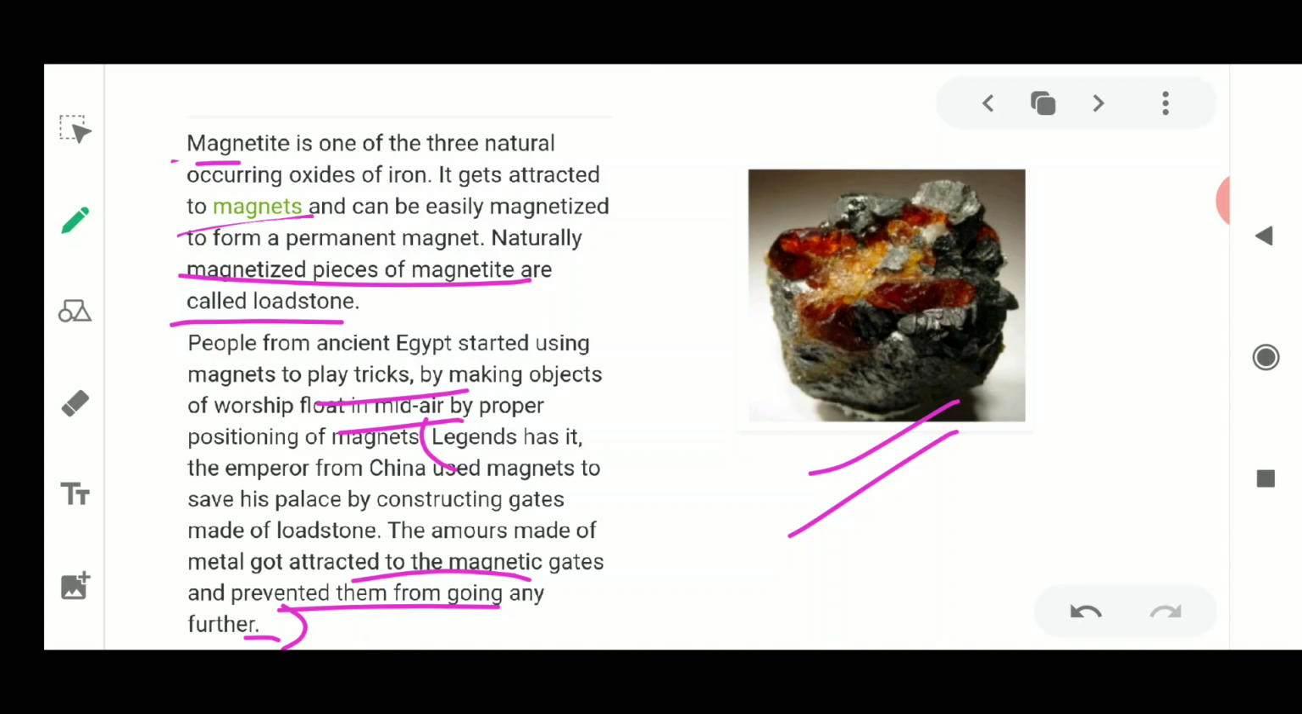Okay, so this is how some stories are present from the past. Stories are there which would tell you about magnets and their properties. Even some properties were discovered later on, but it was the practical use of magnets at that time. So this was about the history of magnets.